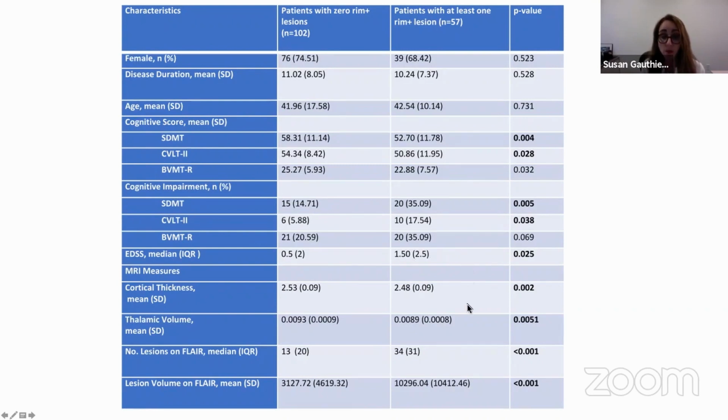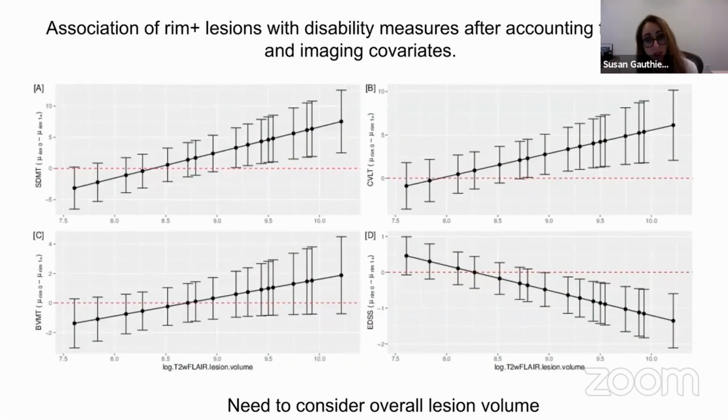When we looked at the MRI, just on this t-test, you can see that there are differences. There's more cortical thinning in patients with just one rim lesion, and more thalamic loss. Importantly, patients with a rim positive lesion also have more lesions in general. And this is work in collaboration with Sandra.